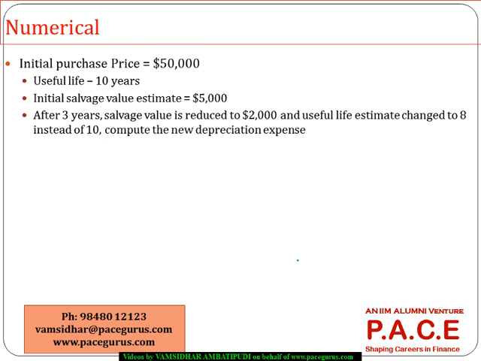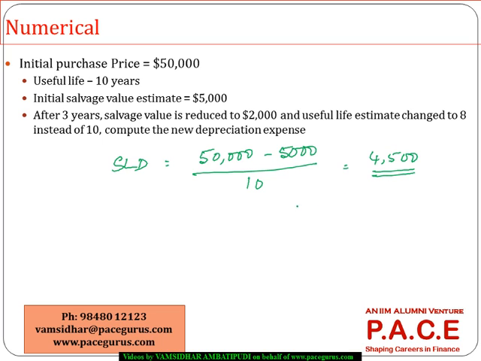And one more numerical along the same lines. Let's say the initial purchase price of the asset is 50,000 and the useful life was 10 years, and initially I have estimated the salvage value to be 5,000. So as per straight line depreciation, what should be the depreciation amount of that asset per year? 50,000 minus 5,000 divided by 10. So 4,500 should be depreciated each year.